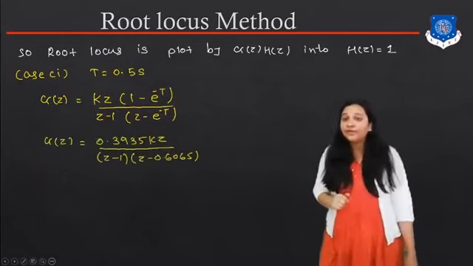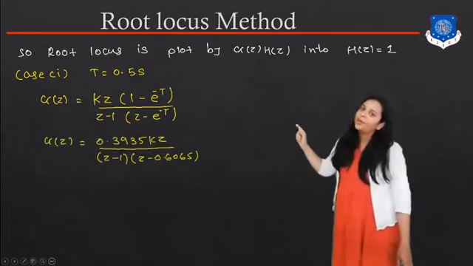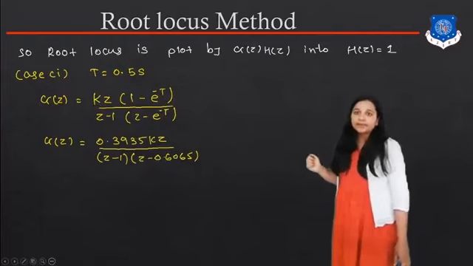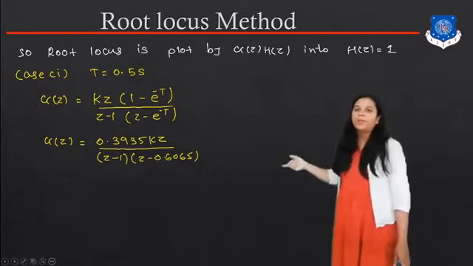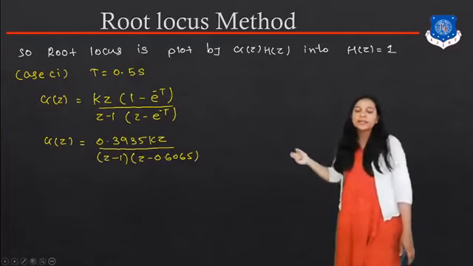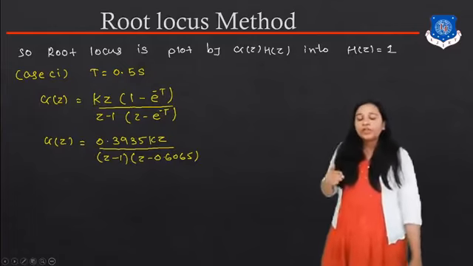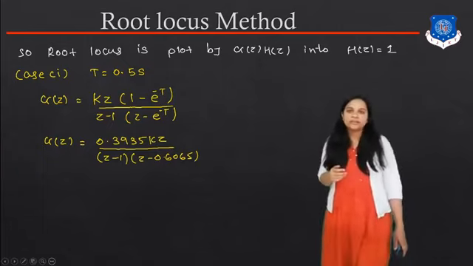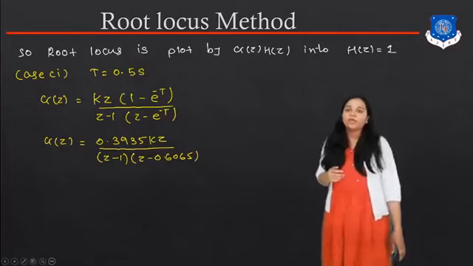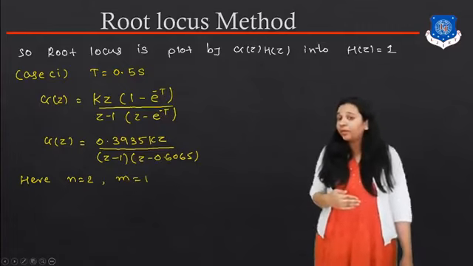We get 1 minus e raised to minus 0.5, that is equal to 0.3935, into kz upon z minus 1 as it is, and in the other bracket z minus the value of e raised to minus 0.5, which is 0.6065. Clear? Okay, so this is my g of z. Now here you have to find the root locus. So apply rule number 1.